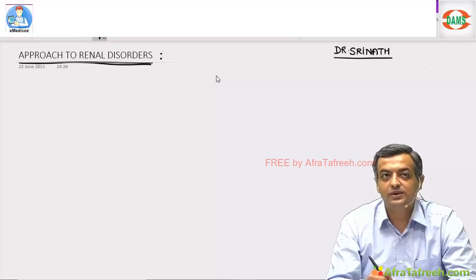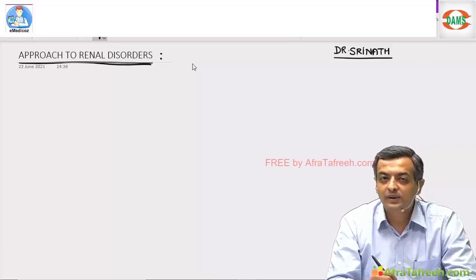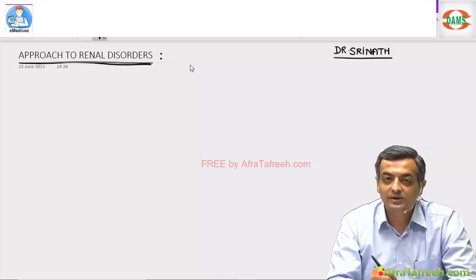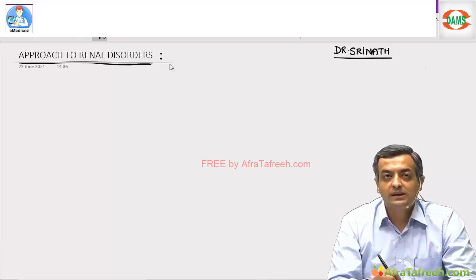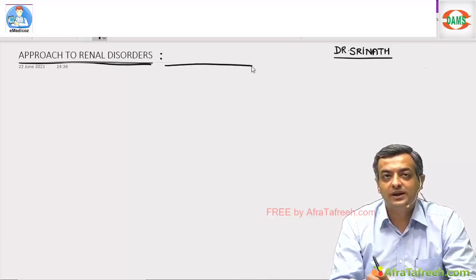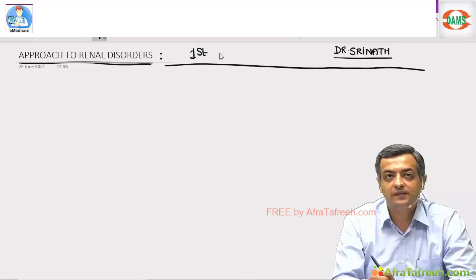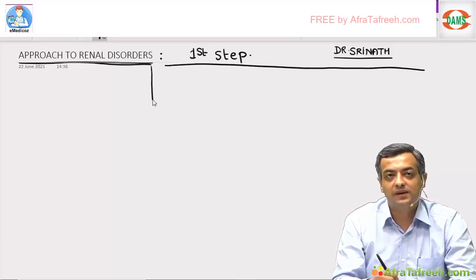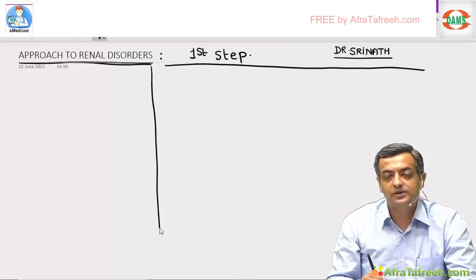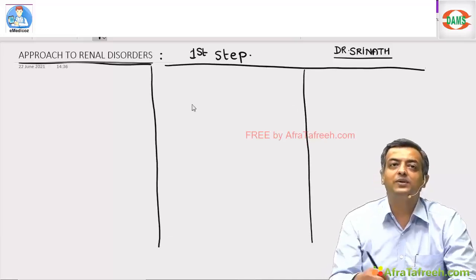When the patient comes to you with renal disease, and I have removed the word suspected, that means the patient has abnormal creatinine. How do we proceed? The first step is to differentiate whether the patient is suffering from acute kidney injury or chronic kidney disease. That is the first step I want you to do.